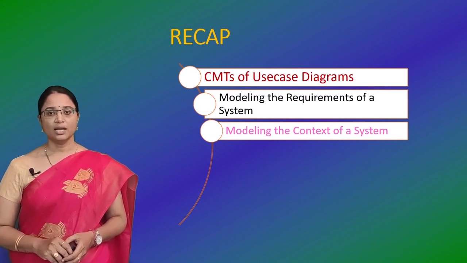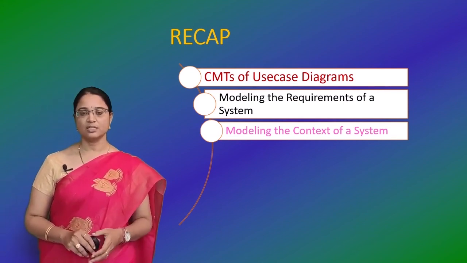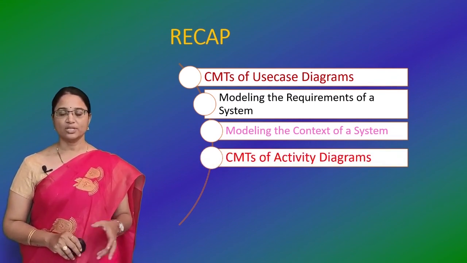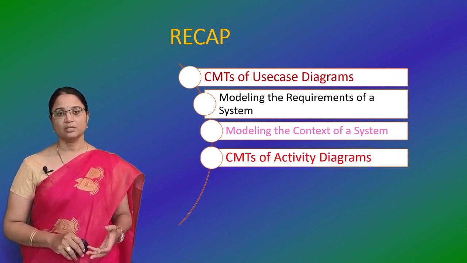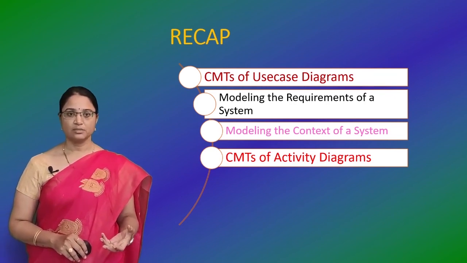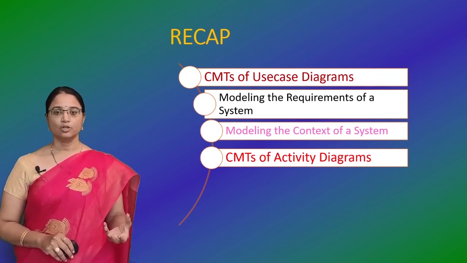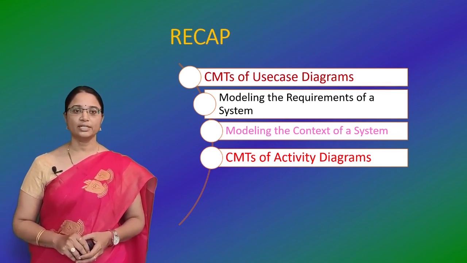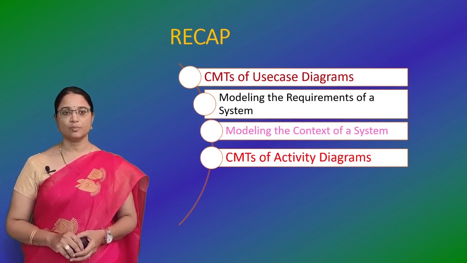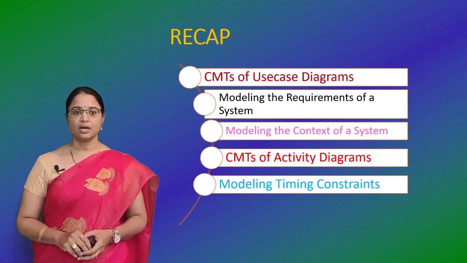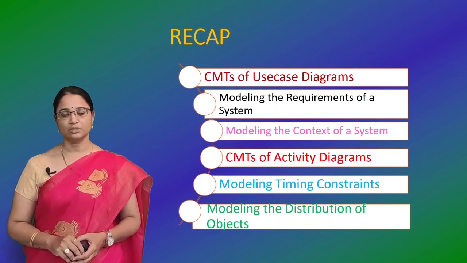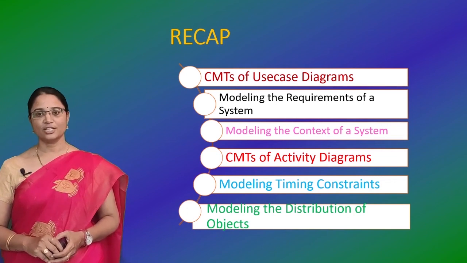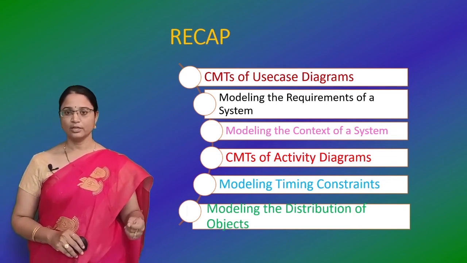And coming to the last interaction diagram which we have discussed in this basic behavioral modeling, that is the activity diagram. So here we have seen what is an activity, what are the activity states, and we have seen about swim lanes, and these are the different topics which are new to us. We have discussed all these things. And coming to the common modeling techniques of activity diagrams, we have discussed how to model time constraints and how to model the distribution of objects. That's what we have seen in this basic behavioral modeling. And this is a quick recap regarding Unit 4.